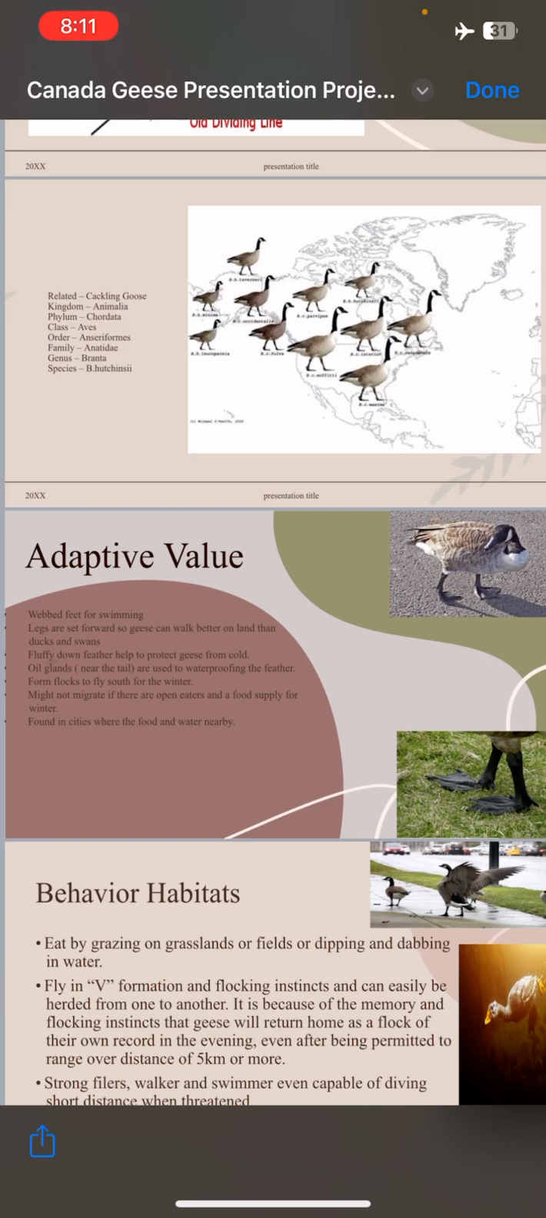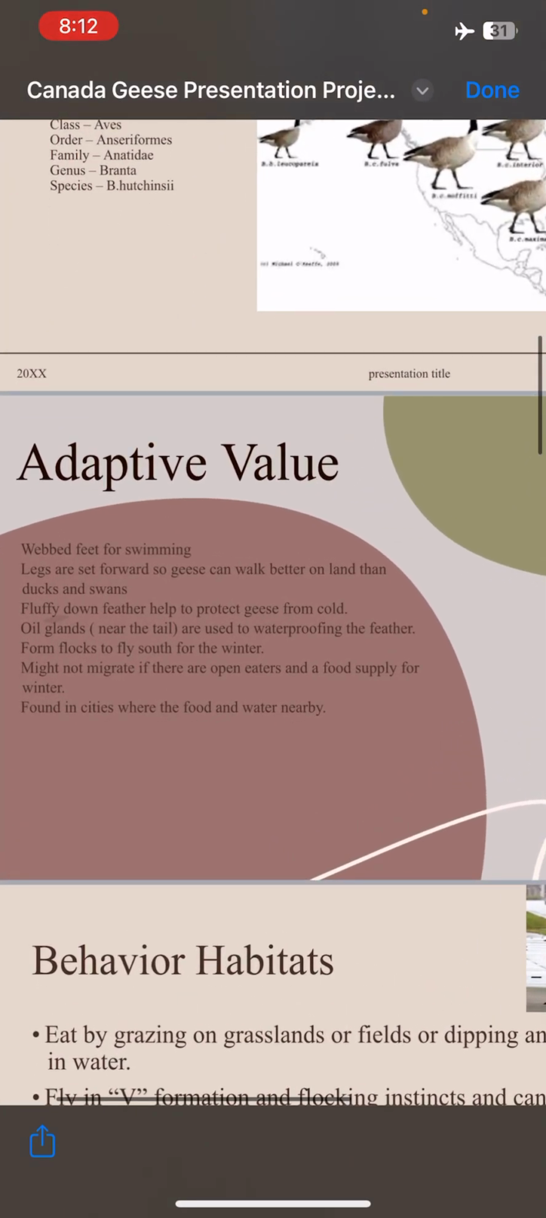And those feathers have a greasy or oily texture that protects them from the cold and also keeps them warm. And as you can see here, it's a white gland near the tail, which is used for waterproofing the feathers, and from flock to fly south for the winter.